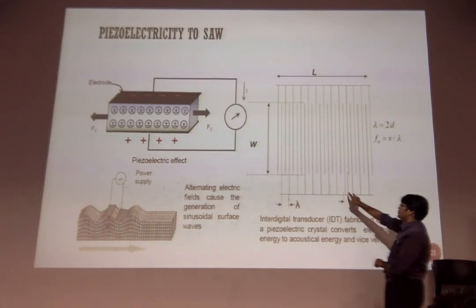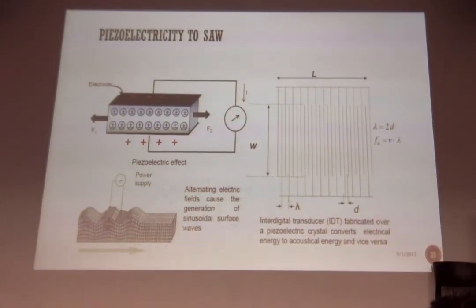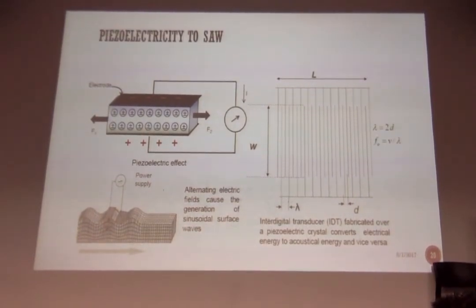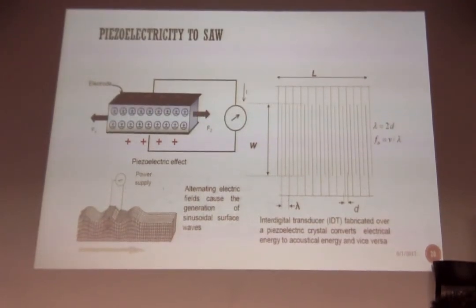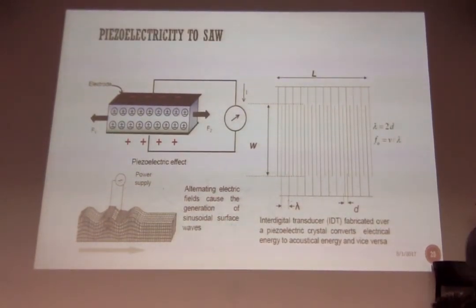Probably you can observe that yourself. So when I'm going to have this kind of an arrangement, now what I do is I connect this to a signal generator. So when I connect to a signal generator, I have a sinusoidal wave. So at one instant we have positive, another instant I have negative, positive, negative, alternating voltage.